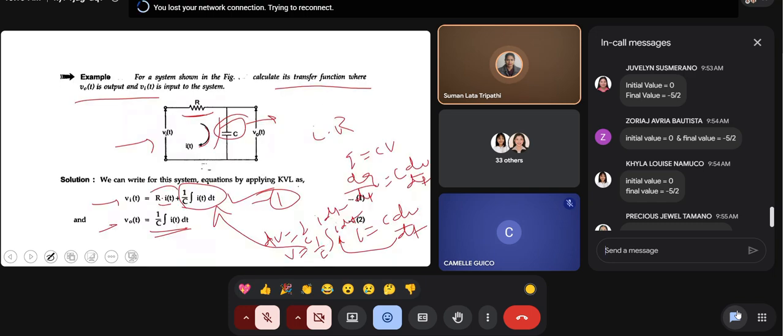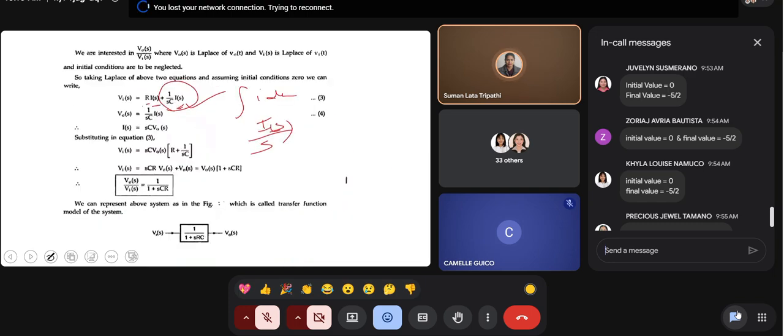And what about Vo(s)? So Vo(s) is this one, the same term will be repeated over here. Now from this you can find the I(s). So I(s) is nothing but sC Vo(s). Put this I(s) value in this, and you will get the relationship between input and output. Now just divide it by Vo(s), so you will get Vi(s) by Vo(s), and then take the inverse of it. So you will get this answer.